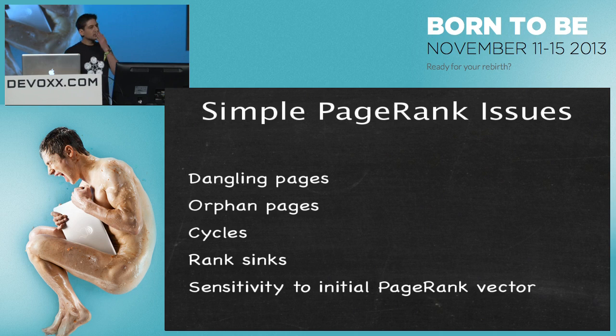But like I said, it's a simple PageRank. It has a lot of issues. It doesn't take into account a lot of real world things like dangling pages. It's pages that have no outlinks. No inlinks. So they link to everything else, but nothing links to them. How do you find that? Orphan pages, they have no links to anything else, and they have no links to them. So it's completely disconnected. But they would show up as an infinity in our previous algorithm.